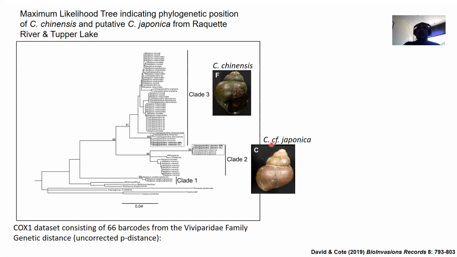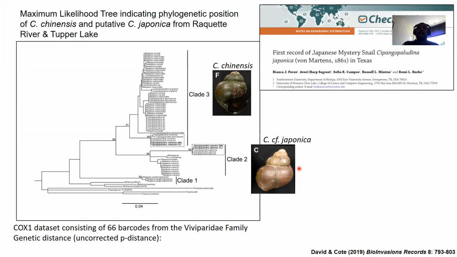So we were able to confirm reciprocal monophyly of both of these specimens with sequences from the type locality, right? So we did confirm that C. japonica is in fact present in the Adirondack Park, and its range overlaps with C. chinensis. In fact, you can find both snails together in the same rivers and in the same lakes.